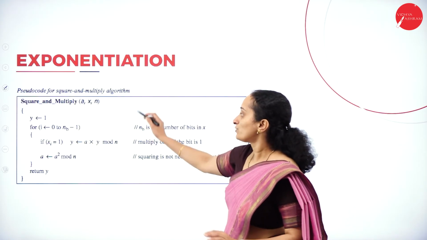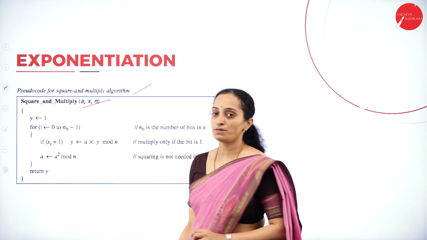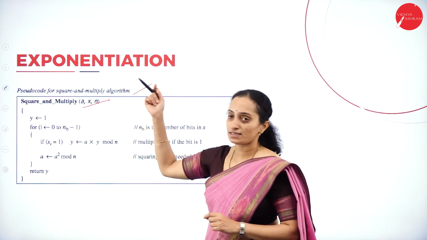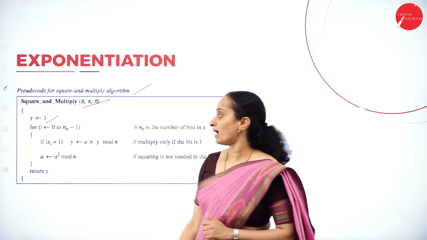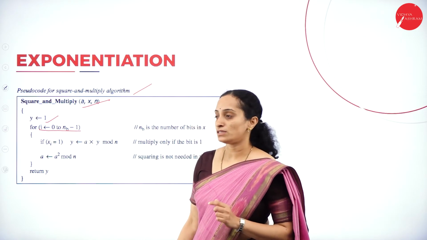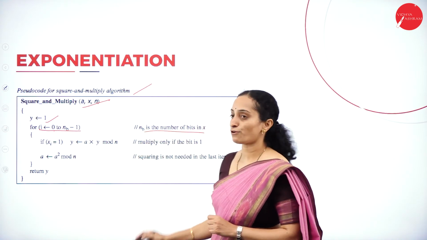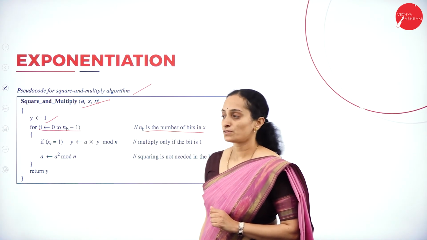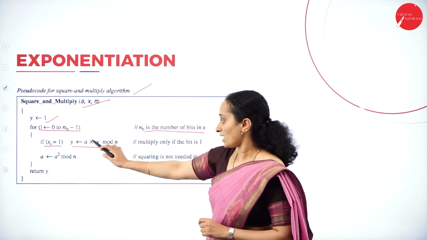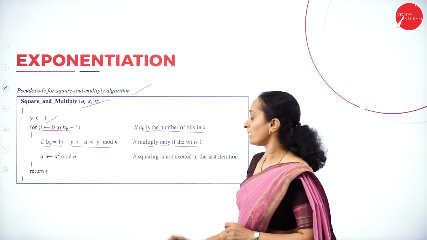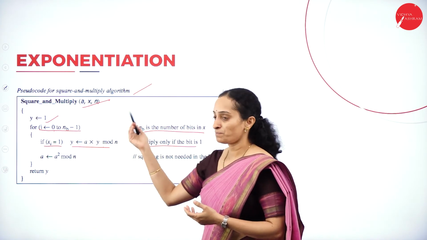So here we have a pseudocode for the square and multiply algorithm. We first take the parameters a, x, n. n is the modulus for which the exponentiation has to be found out. y is assigned the value 1. For i from 0 to nb minus 1, where nb is the number of bits in the value x, we check: if x i equals 1, y will be calculated with the expression a into y mod n, that is, multiply only if the bit is 1. If it is 0, no need to multiply.